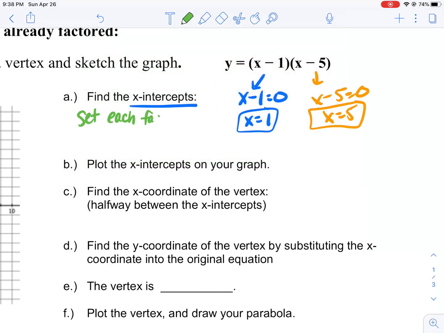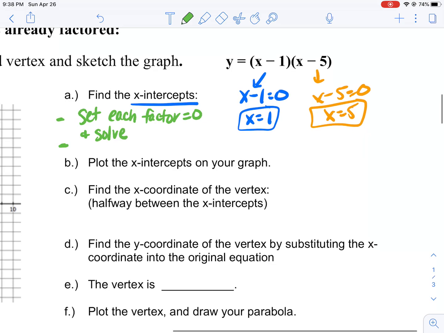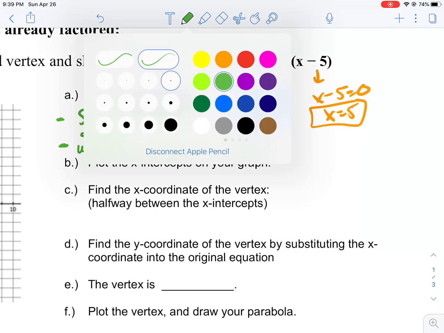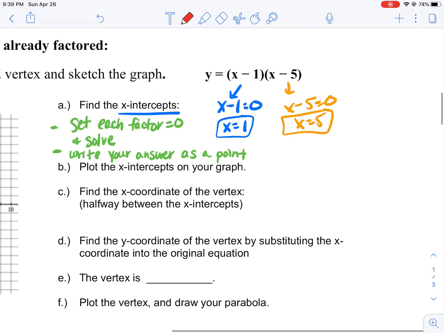So set each factor equal to 0 and solve. And remember that when you write an x-intercept, you are writing your answer as a point, because an x-intercept on a graph is a coordinate point. So my answers for my x-intercepts are 1, 0, and then 5, 0. These are where your graph is going to cross your x-axis.